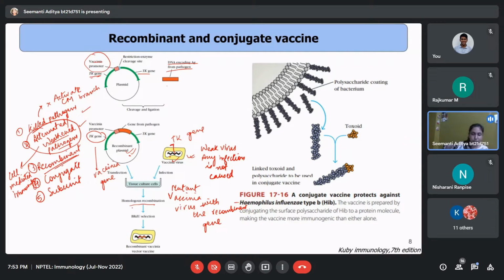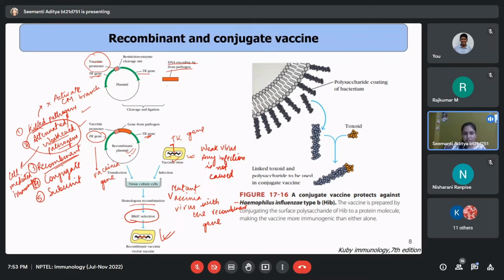This recombinant vaccinia virus can be selected by BrdU selection. BrdU selects only those vaccinia viruses which have this recombinant gene. They select on the basis of the TK gene properties. There is a process of how BrdU selects that we will not go into deeply, but they select on the basis of the presence or absence of the TK gene. BrdU selection will only select those vaccinia viruses which are mutated and have the recombinant gene. So now you have isolated this recombinant vaccinia vector vaccine.